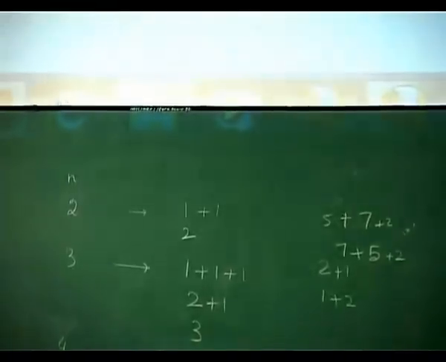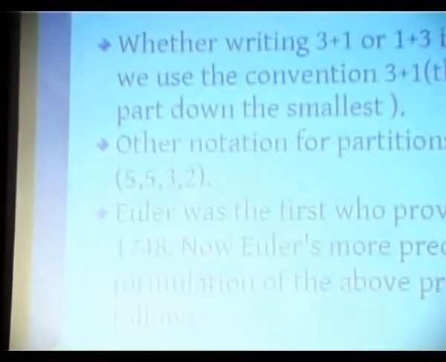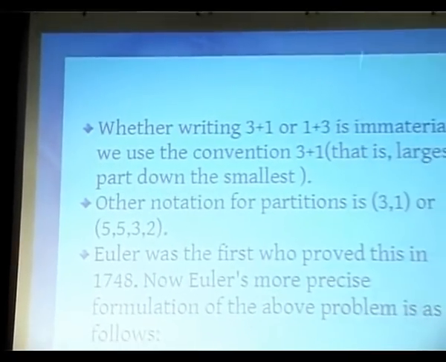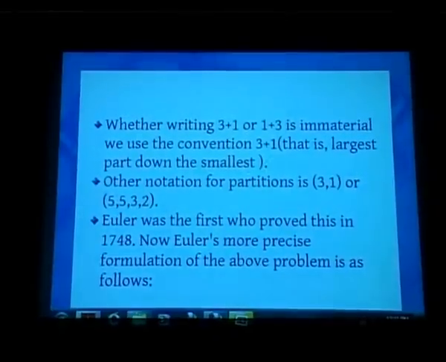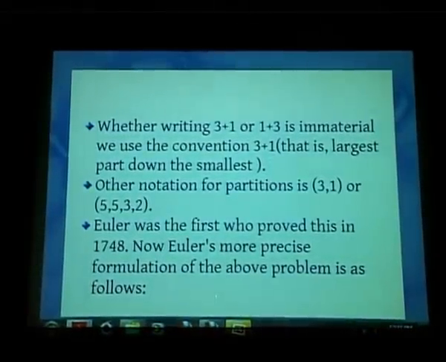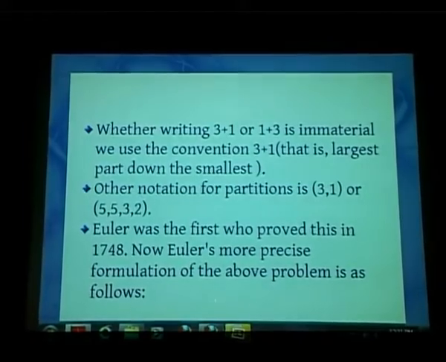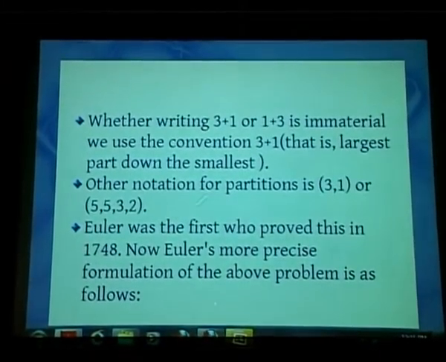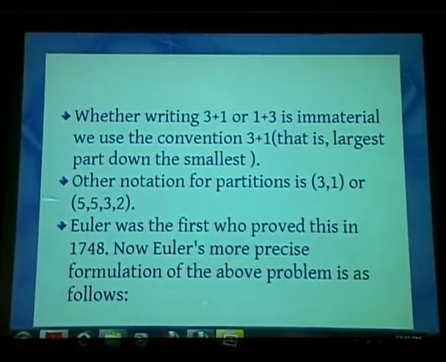So that's what I am denoting. Whether writing 3 plus 1 or 1 plus 3 is immaterial; we use the convention that the largest part should come first and then the smaller ones. Also for partitions, instead of using the plus symbol in between, you can denote it by brackets like this.